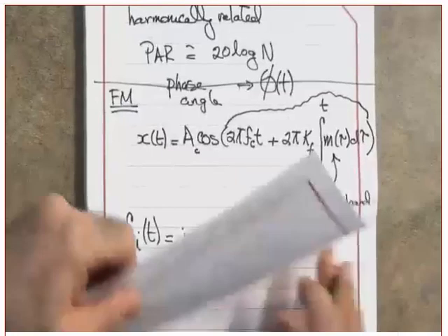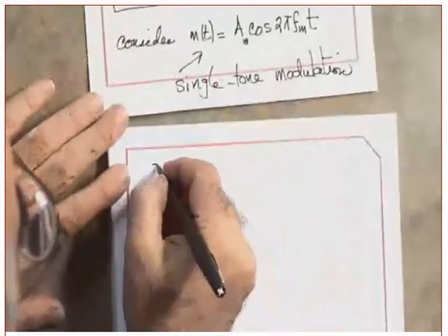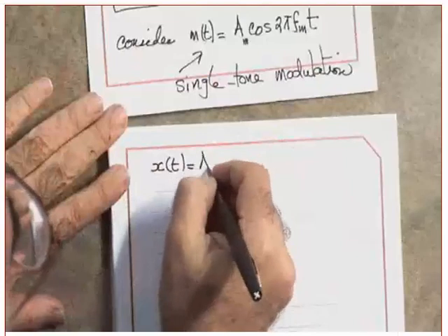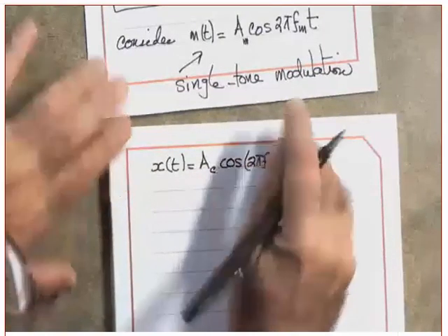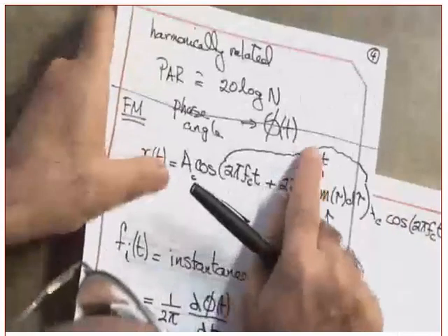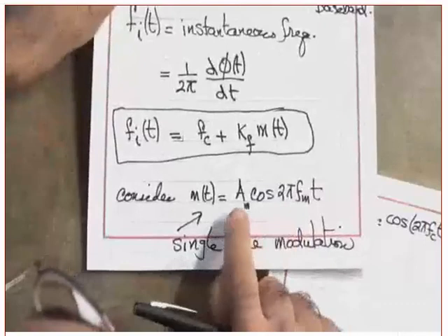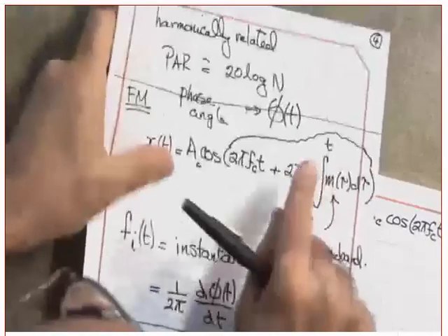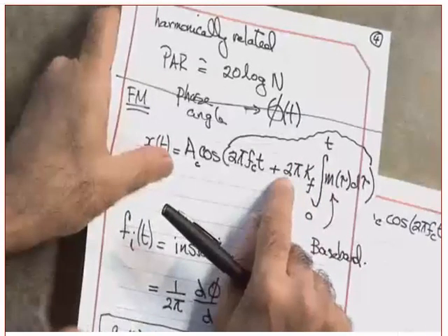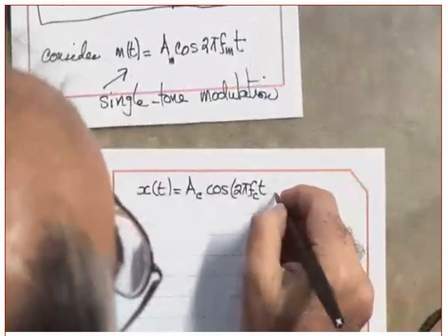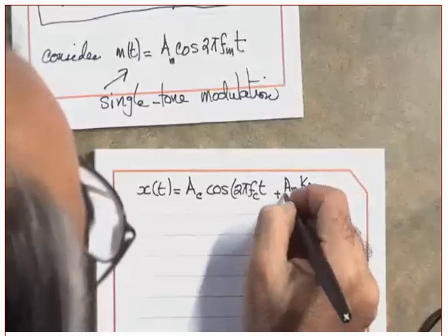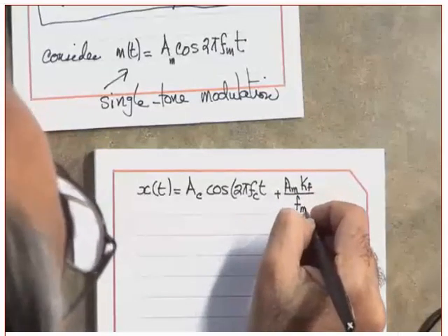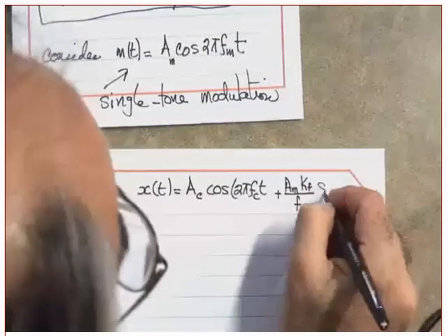What is the X of t in this case? X of t equal to what? A sub c cosine 2 pi F C T. What do I have here? Help me. M of t is this. So when you integrate, what is it? 1 over 2 pi F M is the derivative. The 2 pi cancels with this. Yes or no? So what do I end up with? A M times what? K F over what? F sub M, yes, times what?